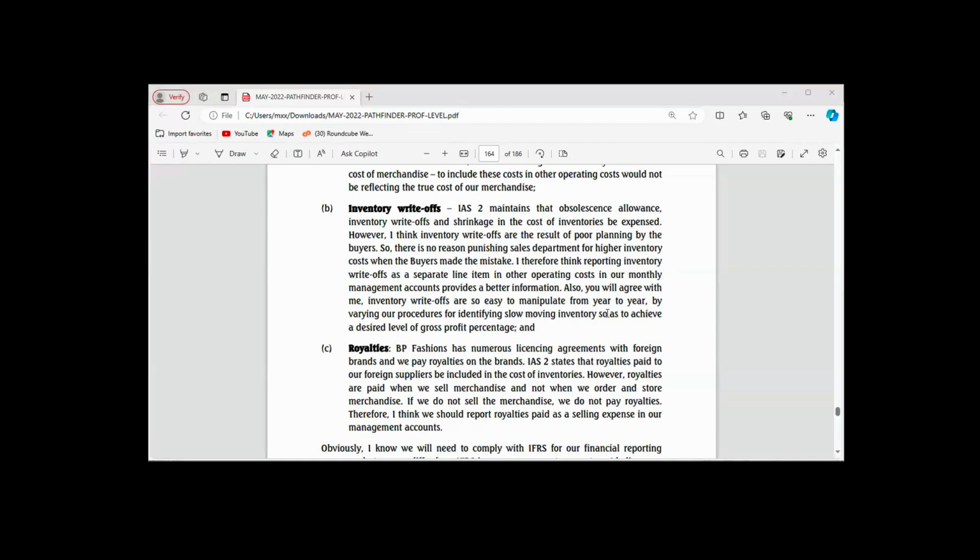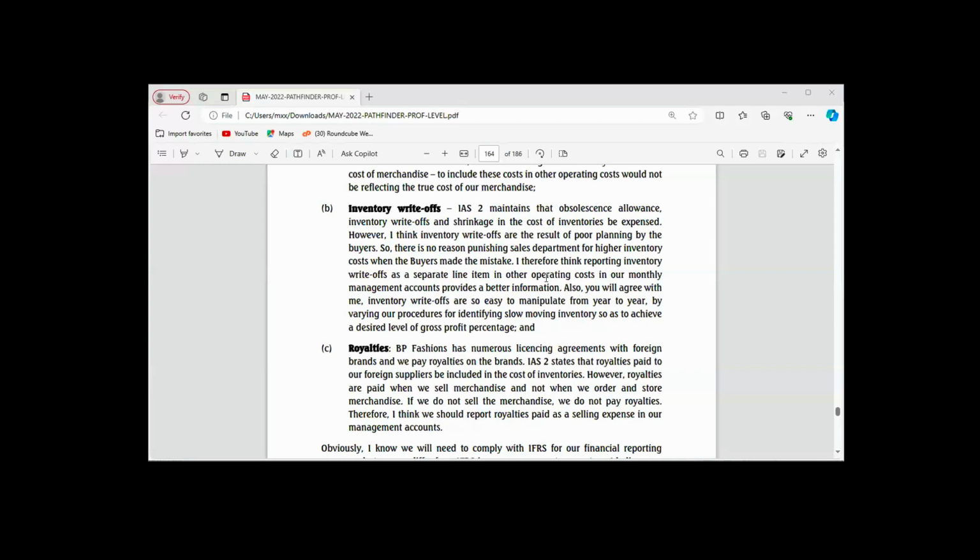Also, you will agree with me, inventory write-offs are so easy to manipulate from year to year by varying our procedures for identifying slow moving inventory so as to achieve a desired level of gross profit percentage.